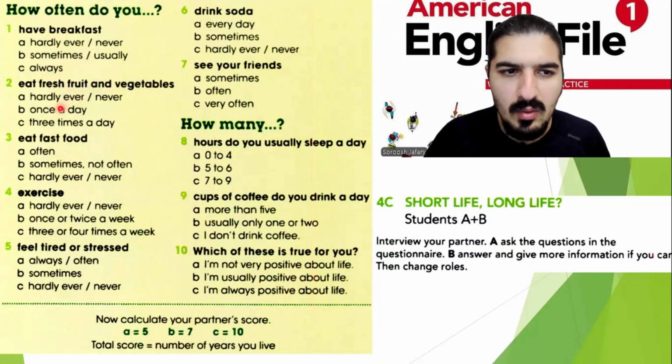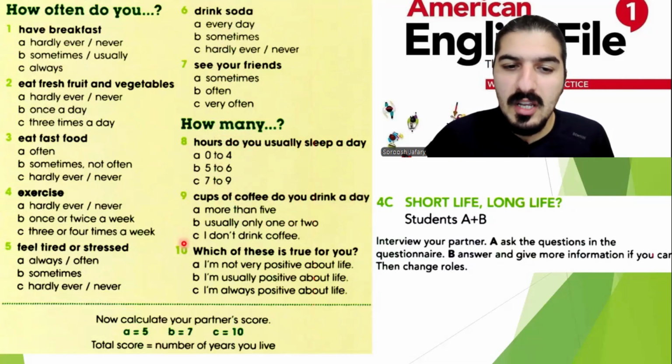How often do you eat fresh fruit and vegetables? Hardly ever, never, once a day, 3 times a day. How often do you eat fast food? How often do you exercise? How often do you feel tired or stressed? How often do you drink soda? How often do you see your friends? How many hours do you usually sleep in a day? How many cups of coffee do you drink a day?